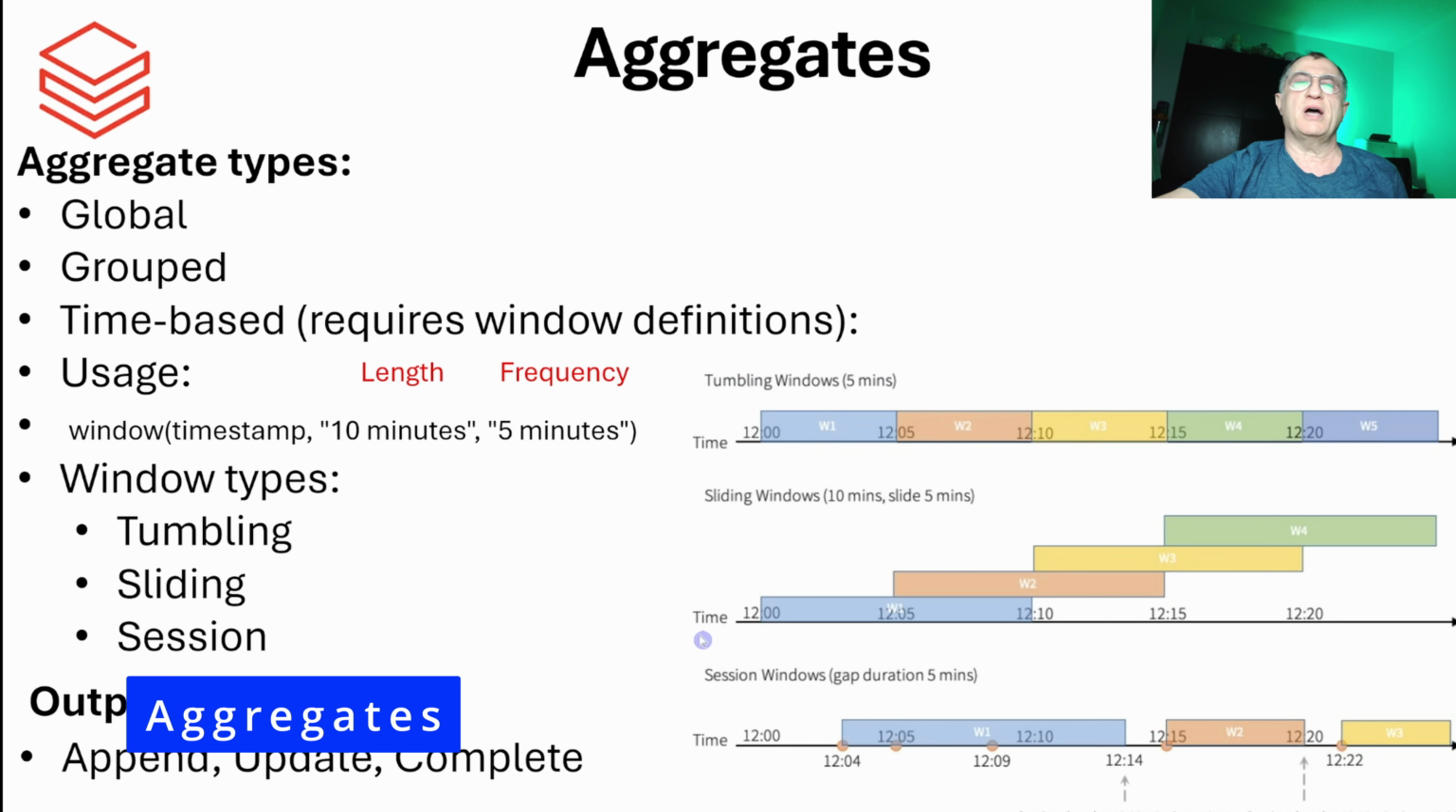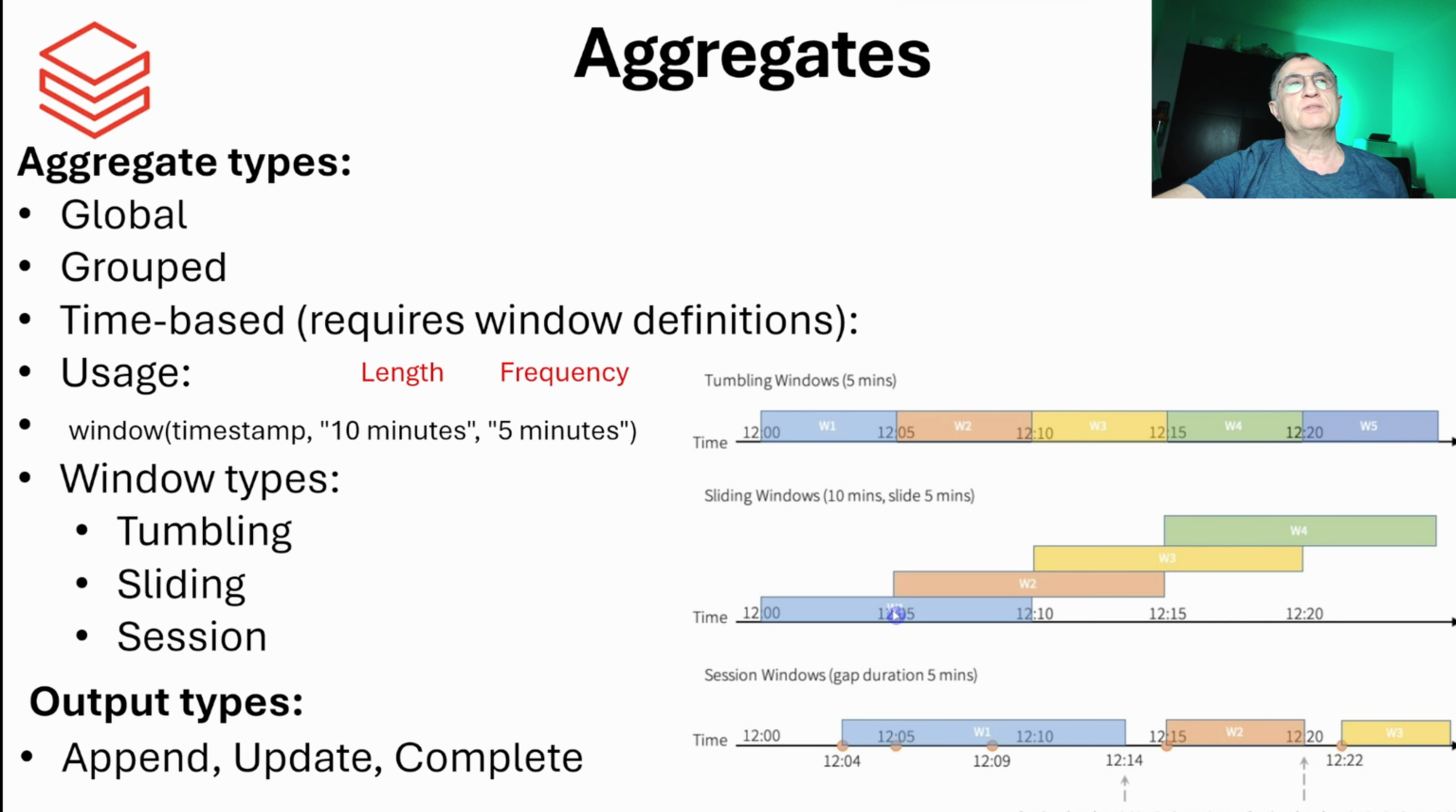Now let's talk about aggregations. Aggregation can be divided into multiple types. So global aggregations are the simplest one. They work on an entire table level and you don't need to specify any keys for that. Grouped aggregations, on the other hand, require certain keys from your data set. So you basically group your data based on certain keys and then you apply aggregations.